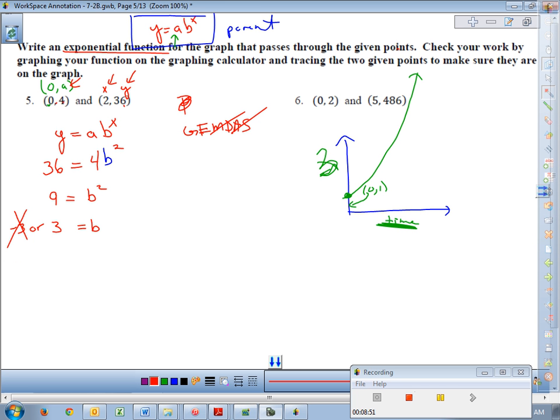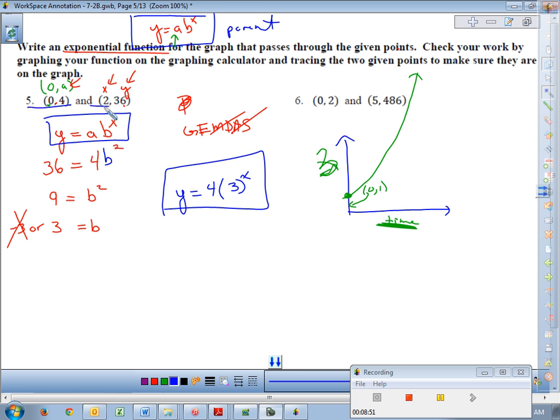Awesome. So our job now is to rewrite our function with the information that we know. X and y now become just our generic variables. It will be y equals. Do you know what a was in this situation? 4. What's the base now? We totally figured out what the base was. It's 3 to the x power. This is the exponential function that should get us back these 2 points.